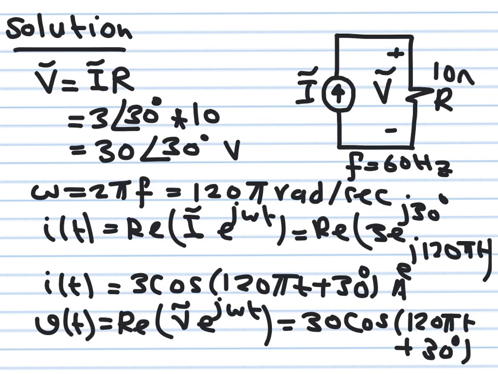Notice that the current and the voltage have the same frequency. And they are both in phase because this is angle 30 and the other one is angle 30 as well. So you can see this is 30 degrees and this one is also 30 degrees. But the only difference between them is in the magnitude, the amplitude. This is 3 amperes and this one is 30 volts.